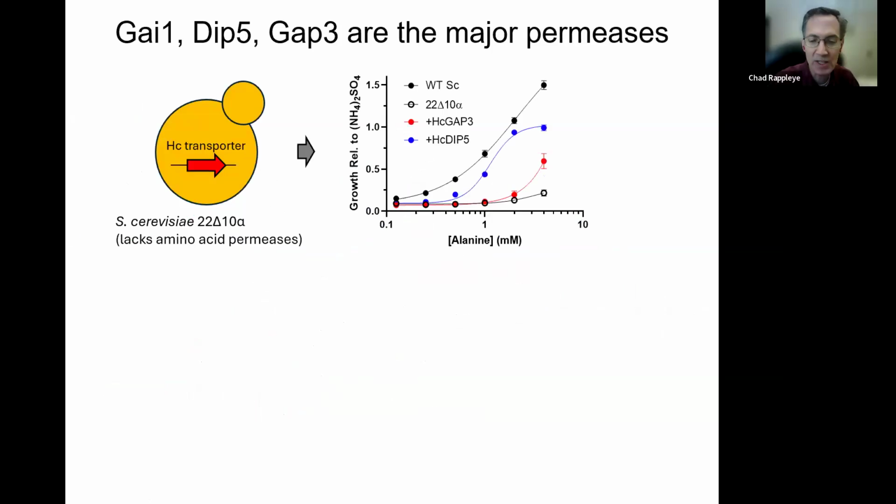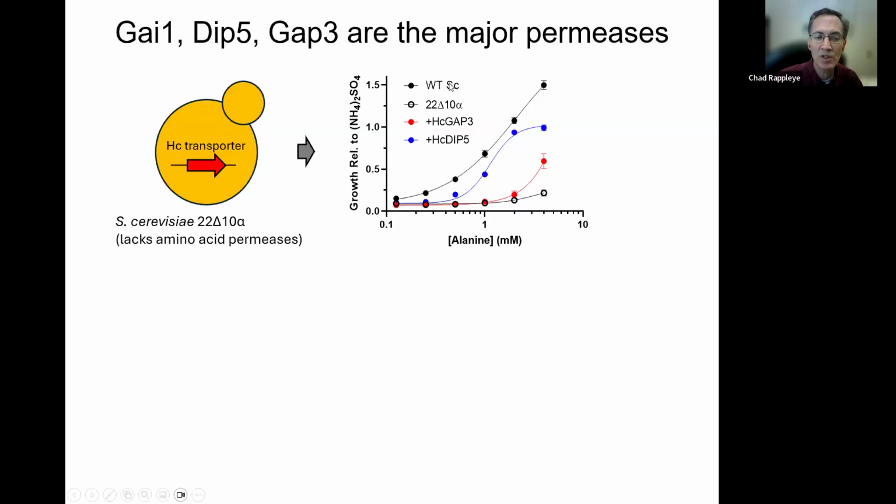Now, to get an idea of the specificity of these transporters and which amino acids they would transport, we turned to a heterologous expression system in Saccharomyces cerevisiae. There's a strain of Saccharomyces cerevisiae which has been depleted of all the standard amino acid permeases. This is strain 22 delta 10 alpha. And what we did is we expressed individual Histoplasma amino acid transporters within this cell, and then asked how well Saccharomyces cerevisiae can now grow on different amino acids as their metabolic source. And the growth is plotted right here.